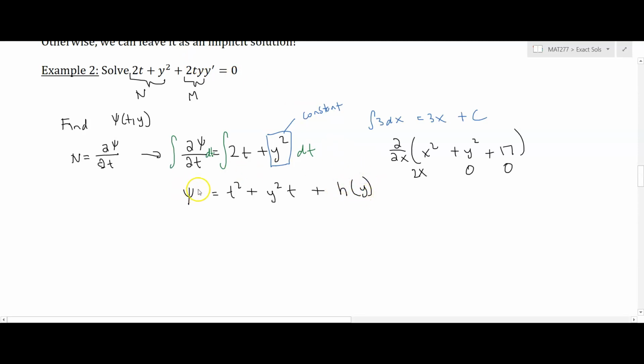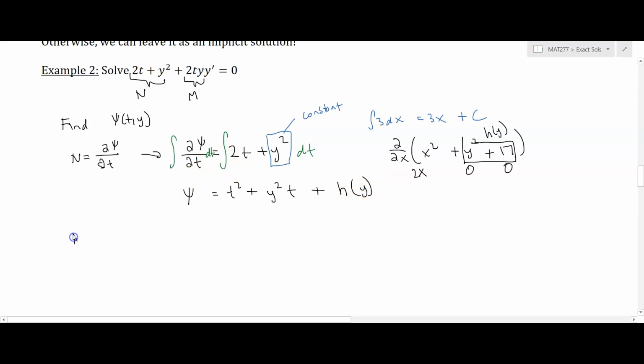And I can check my work. If I take the derivative of t squared, I get 2t, if I'm taking the derivative with respect to t. If I take the derivative of y squared t with respect to t, I get y squared. And if I take the derivative of some function, like here, this could be considered h of y, the derivative of that whole thing is 0, and therefore our psi function matches up. Now we don't know what this h of y can be.